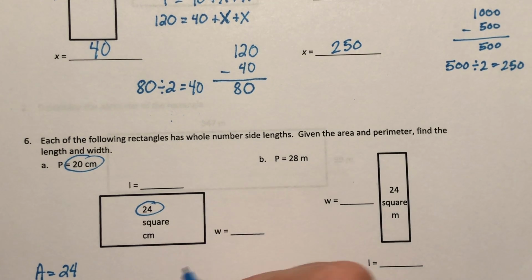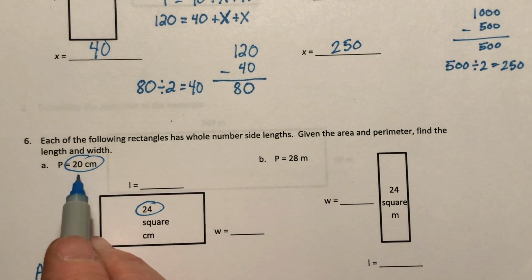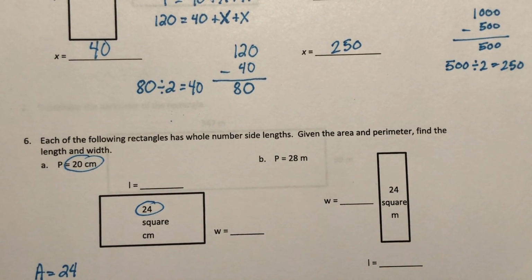I'm just going to do some trial and error. What times what is 24? Let's say 2 times 12. 2 times 12 would be 24, correct? Well, let's try the perimeter on that. 2 plus 2 plus 12 plus 12. That would be 4 plus 24. That's going to be higher than 20, isn't it? So that's not it. Okay, let's try another one.